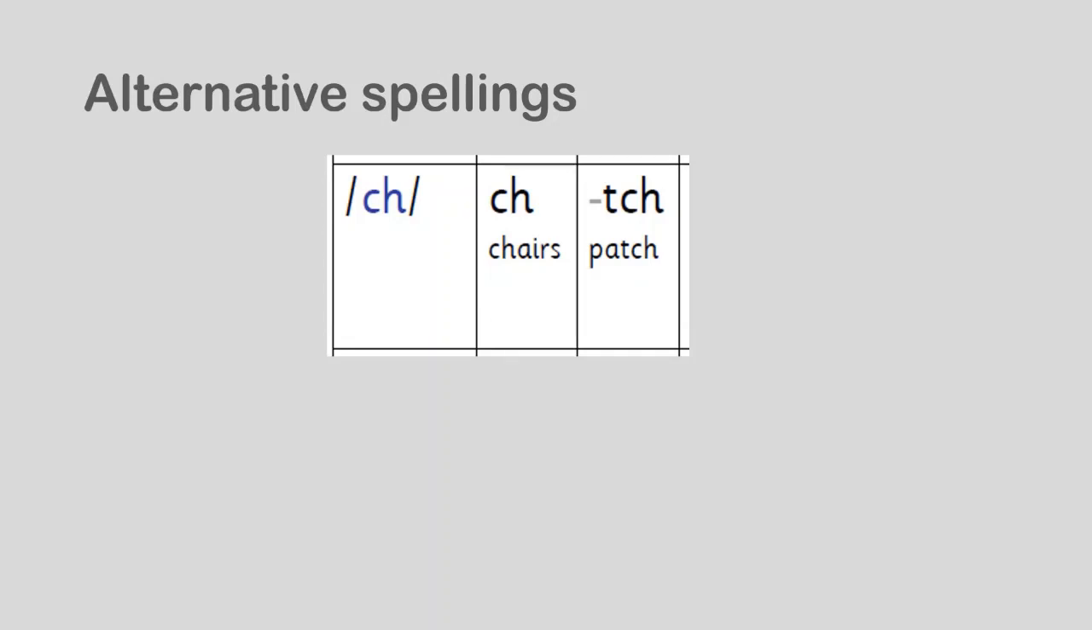Now you will know that tch would never come at the beginning of a word, but you need to make that explicit to children. Where do they use ch? Where do they use tch? Where do they never use tch? How do they know whether to use ch or tch at the end of a word, rich or patch? How do they know?